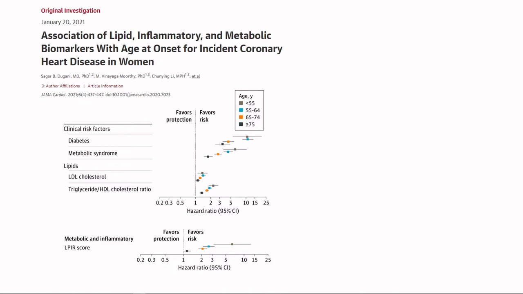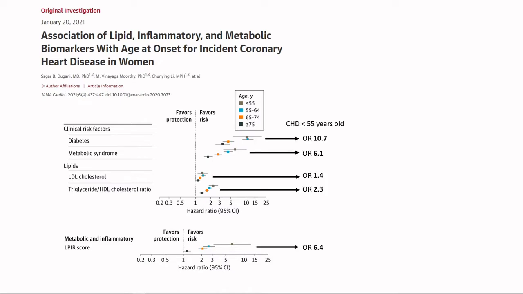I altered the main figures of the articles to highlight the 5 risk factors below: diabetes, metabolic syndrome, LDL, triglyceride to HDL ratio, and lipoprotein insulin resistance, or LPIR score. LPIR is a risk factor that is a function of size and the number of the different lipoprotein particles, including HDL, LDL, and VLDL.